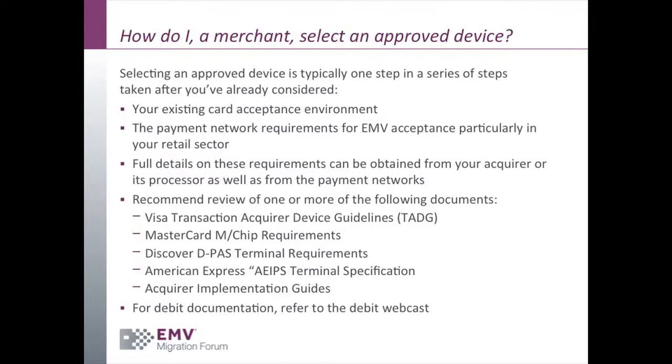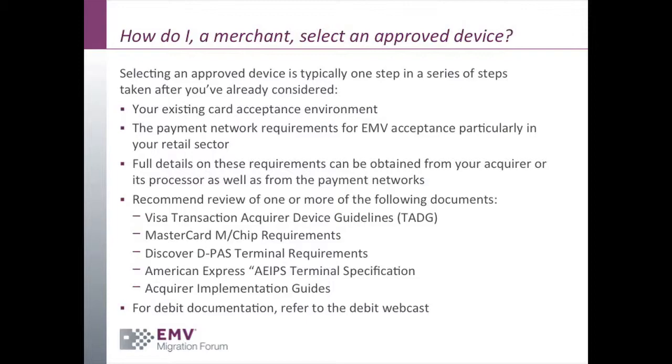Within each retail sector and operating environment, there are core requirements for EMV card acceptance, which augment the existing magnetic stripe card acceptance requirements. Full details on these requirements can be obtained from your acquirer or its processor, as well as the payment networks. In particular, I recommend the Visa Transaction Acquirer Device Guidelines (TADG) document, the MasterCard M-Chip Requirements document, the Discover DPass terminal requirements, and the American Express AEIPS terminal specification. In addition, your acquirer will have their own EMV implementation guide, which I suggest should be required reading. For debit documentation, refer to the debit webcast.